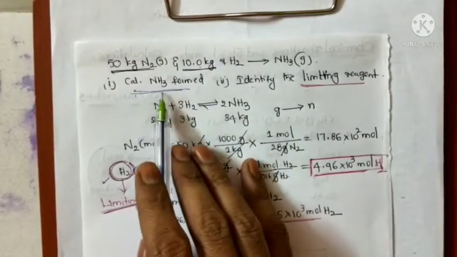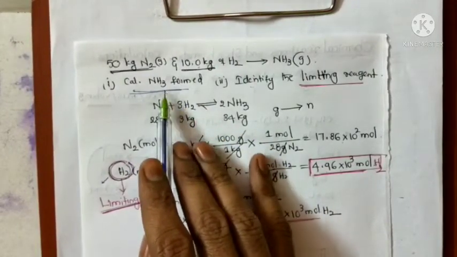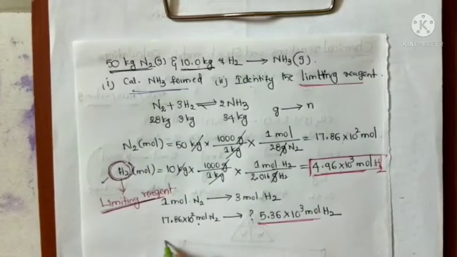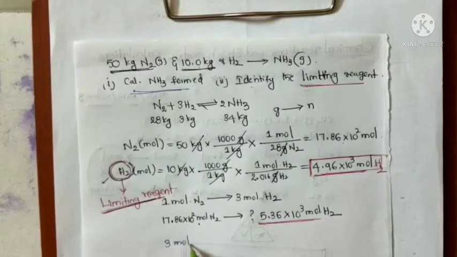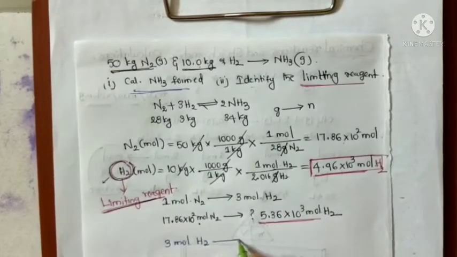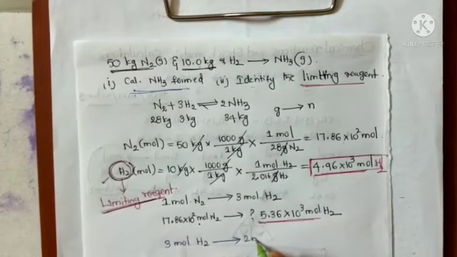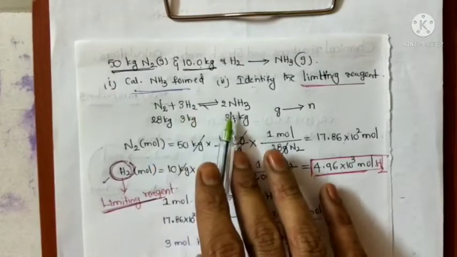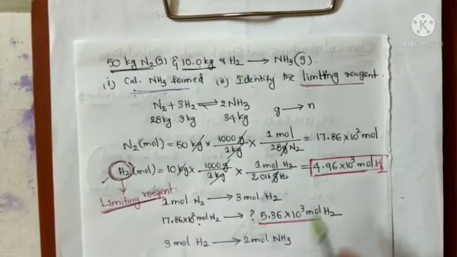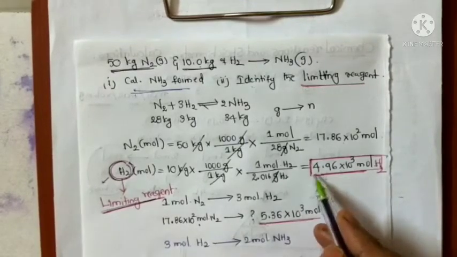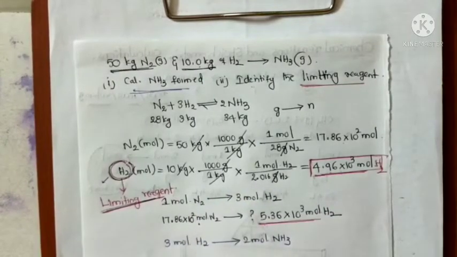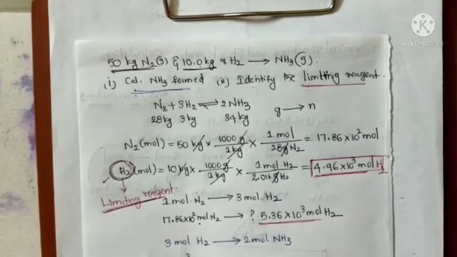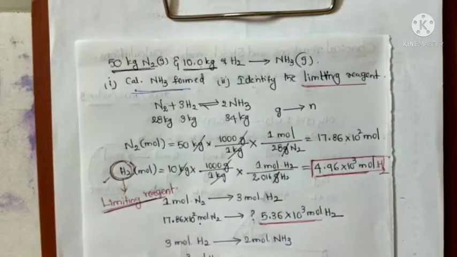So to calculate ammonia formation, it depends on the amount of the limiting reagent. We know that 3 moles of hydrogen will give 2 moles of ammonia. Okay, here look, 3 moles of hydrogen will give 2 moles of ammonia. But how much is given in the problem? How much of the limiting reagent is available? That is 4.96 into 10 to the power of 3 moles of hydrogen will be available.